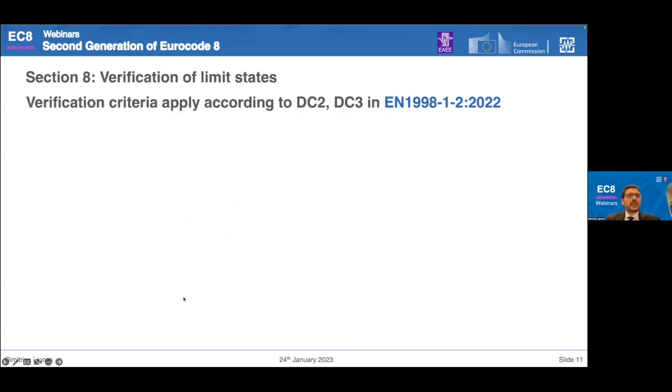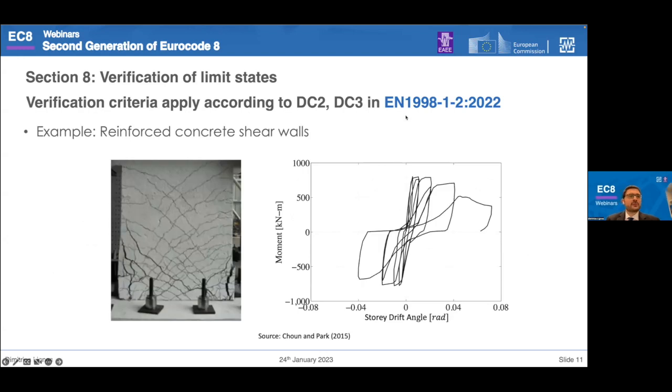Moreover, verification criteria apply according to DC2 and DC3 in the new part 1.2. For instance, if you have a reinforced concrete shear wall, you saw earlier that there is this new limit introduced for DC2 structures: when you are looking into the flexural resistance of the wall, in DC2 it should be able to reach 1% radian without any loss of the wall flexural resistance. And you see that in this test, for instance, this is actually achieved.